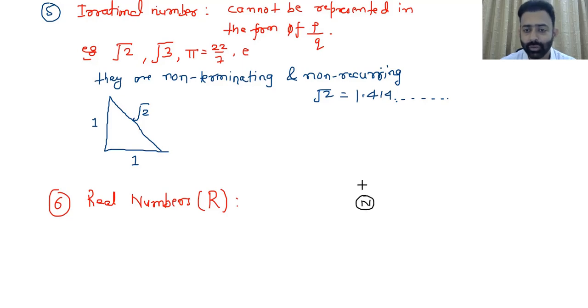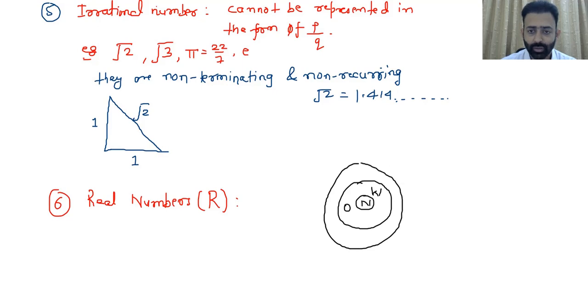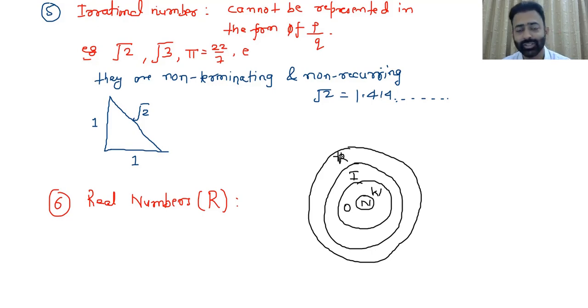Then if I add 0 to these natural numbers, that set is your whole numbers. So this is your 0, and I am calling the whole numbers W, right? Then comes the integers. All the positive whole numbers are here, and if I use the negative numbers also, there comes the set of integers, right? Then there comes the set of rational numbers, right?